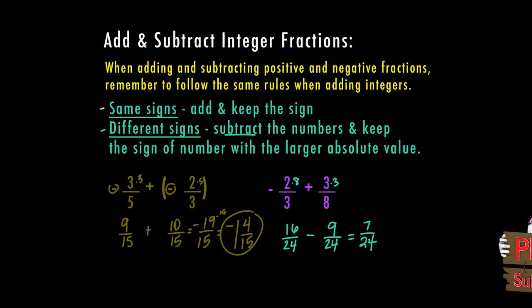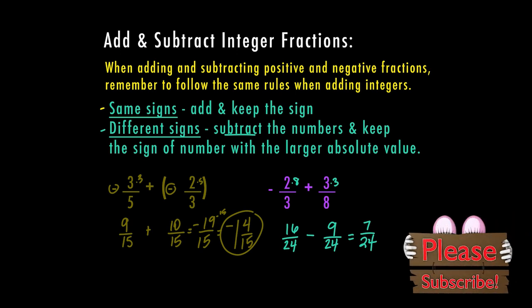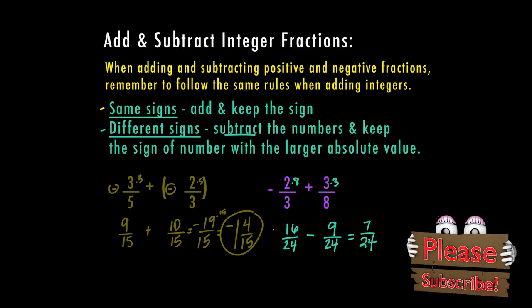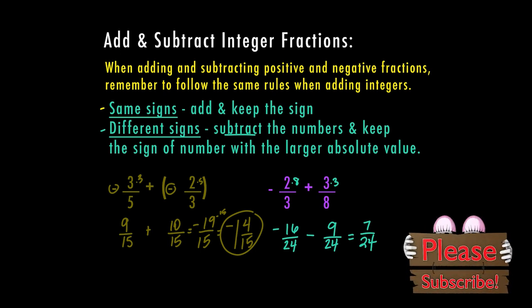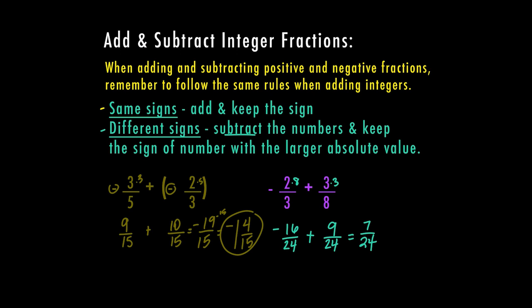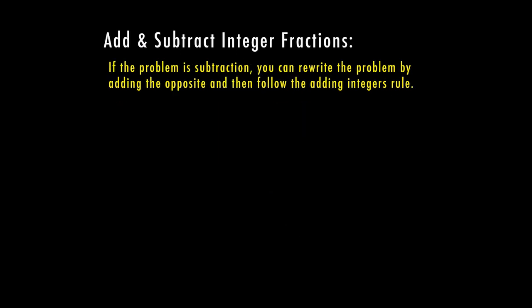And now I need to go back to my sign rules. So the larger fraction, once we found a common denominator, was this negative 16/24. I did end up subtracting the numbers because one's positive and one's negative. But I know that my larger fraction is a negative, so my answer is going to be a negative 7/24. So if the problem is a subtraction problem, you can rewrite the problem by adding the opposite and then follow your adding integer rules.